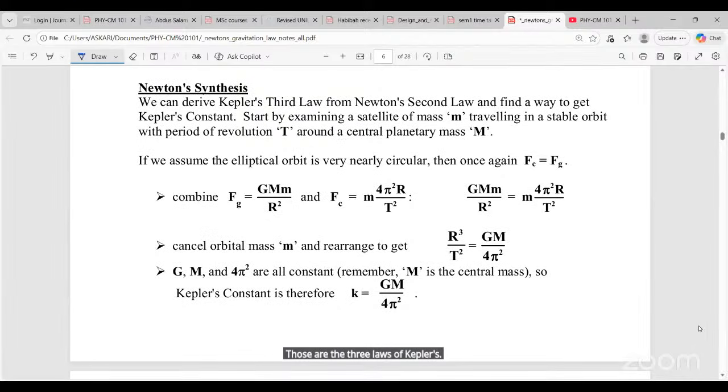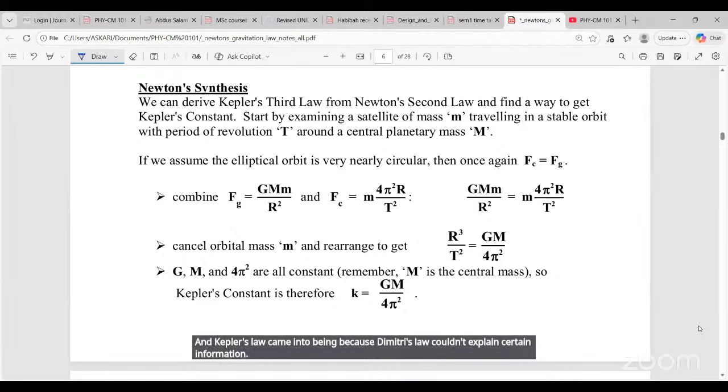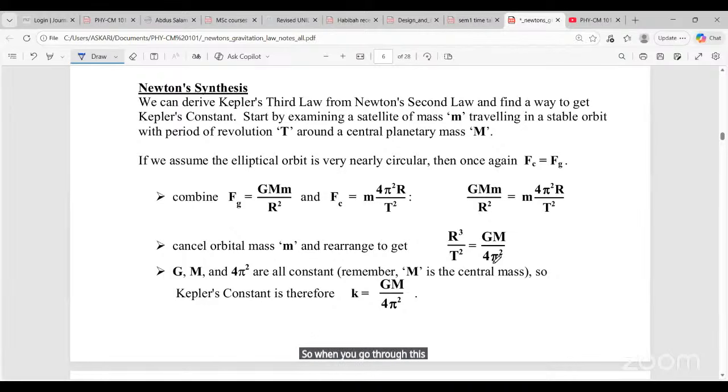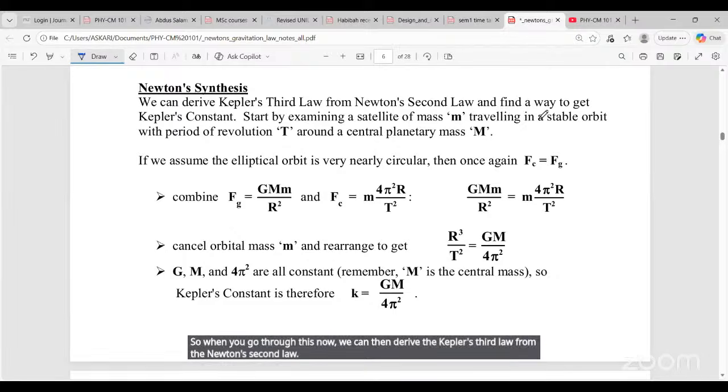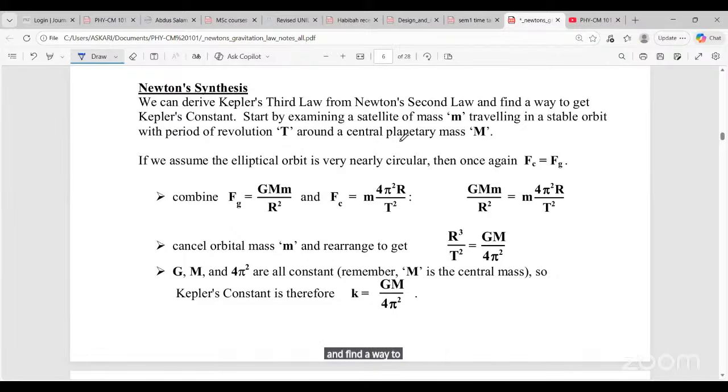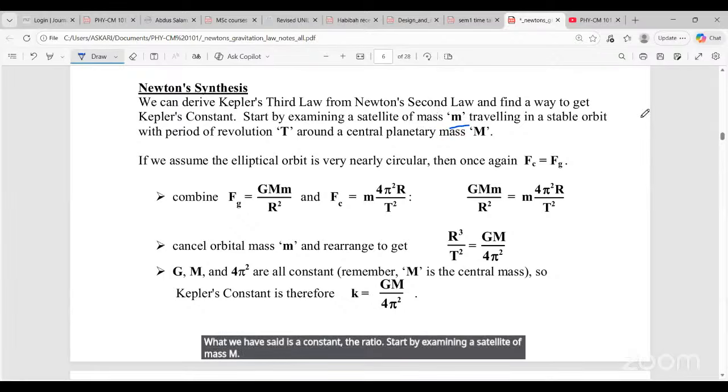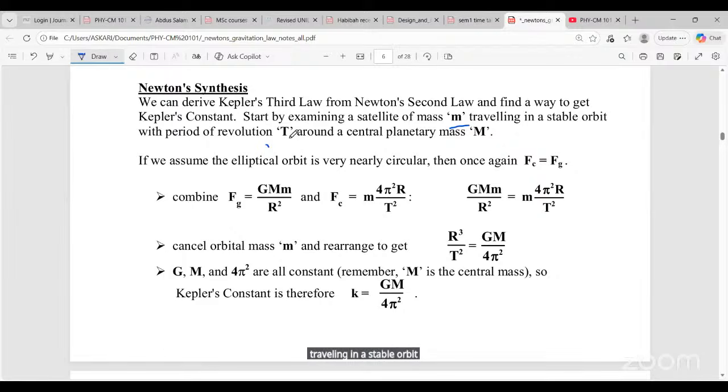Now, Kepler's law came into being because Newton's law couldn't explain certain information. So when you go through this, we can derive Kepler's third law from Newton's second law and find a way to get Kepler's constant, because we have said the ratio is a constant. Start by examining a satellite of mass m traveling in a stable orbit with a period of revolution T around the central planetary mass.